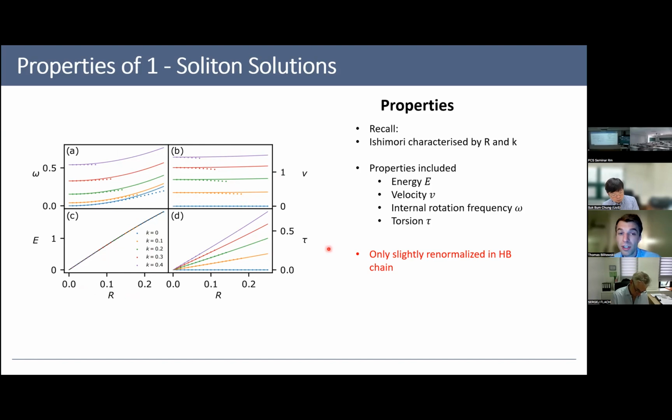But the main point here, without understanding the details, is that they are almost the same. So the Heisenberg solitons, in terms of these internal properties, are almost indistinguishable from the Ishimori solitons. So this now establishes these one-soliton solutions.